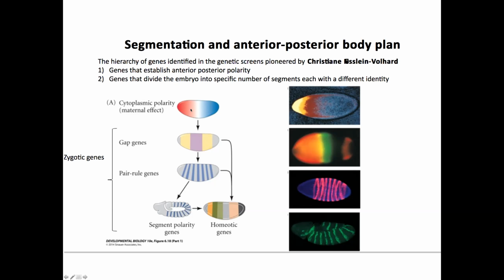Bicoid not only represses the cells here from becoming posteriorized, it also leads to the development of giving the cells a specific identity, the anterior identity for bicoid or posterior identity for nanos.